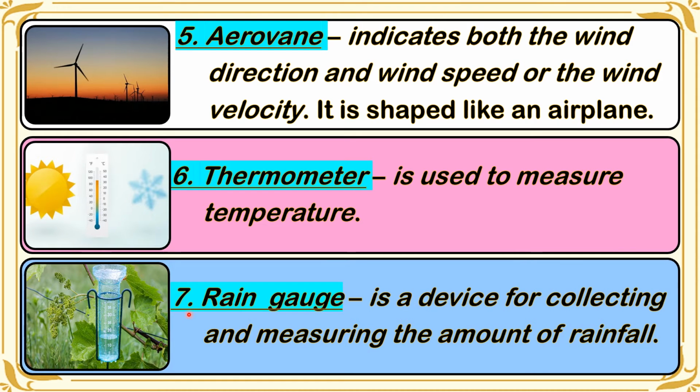Number 7 is rain gauge. It is a device for collecting and measuring the amount of rainfall, and this is how it looks like.